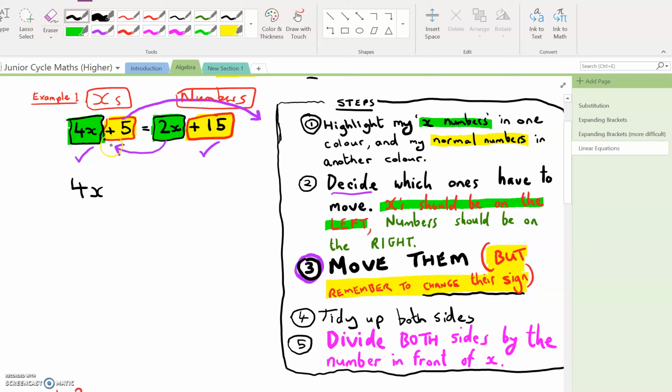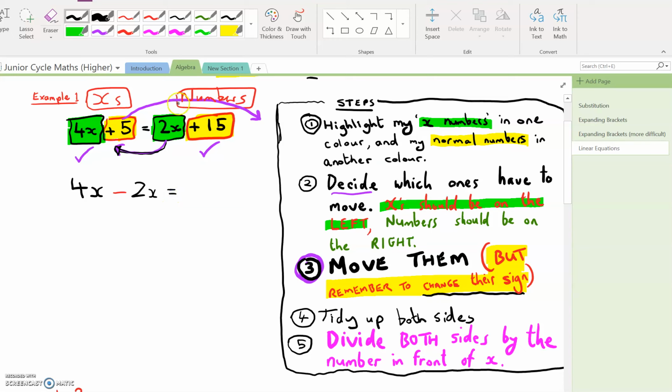But what's going to come in here now? This 2X, I just said that that had to move in there. So I'm going to need to move this 2X in there. But it'll no longer be a plus 2X, because that's what it is at the minute, isn't it? It's a plus 2X. You just can't see the plus. So if I move it, it becomes a minus 2X. That's really important. Remember to do that.